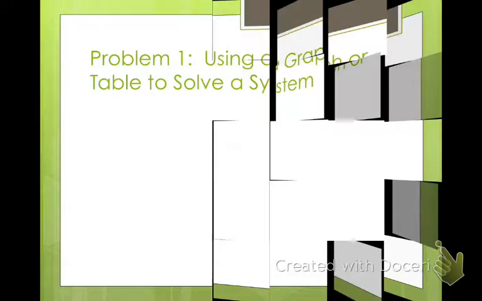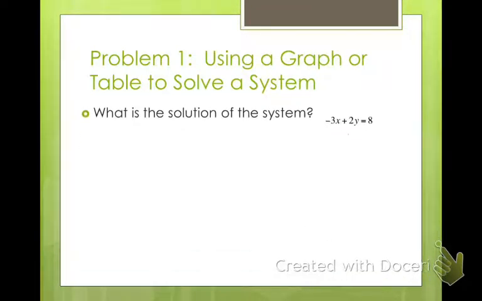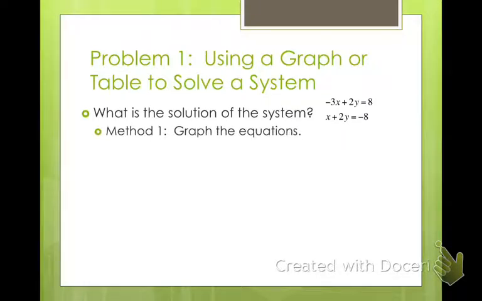So first we're going to use a graph or a table to solve a system. So what is the solution of this system? We have two equations here, negative 3x plus 2y equals 8, and x plus 2y equals negative 8. So we're going to go ahead and graph these equations. So we're going to try and find our point of intersection.